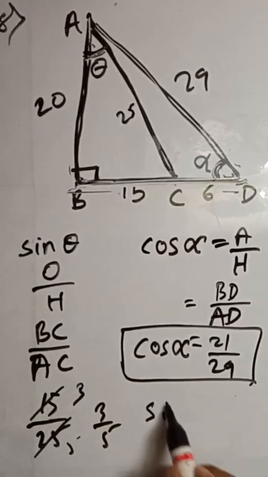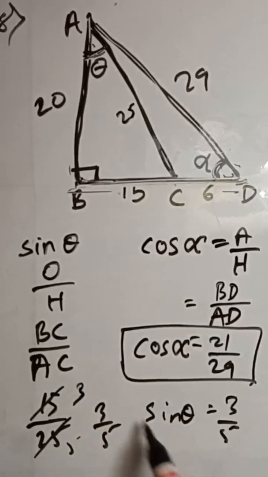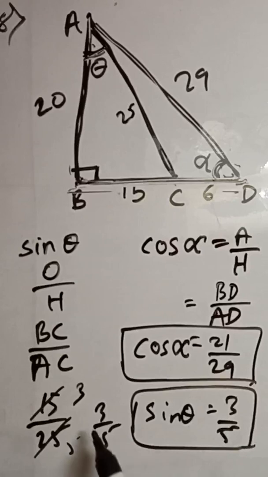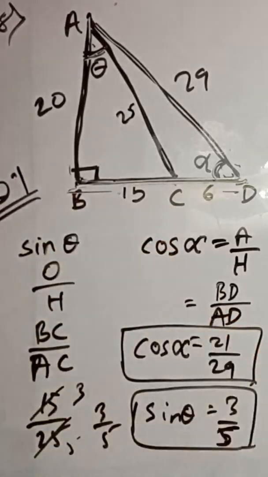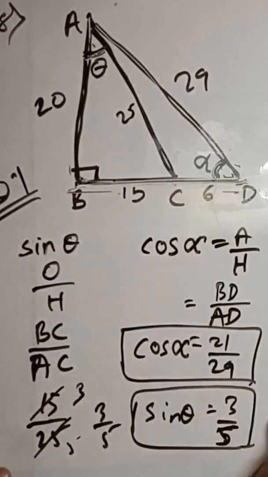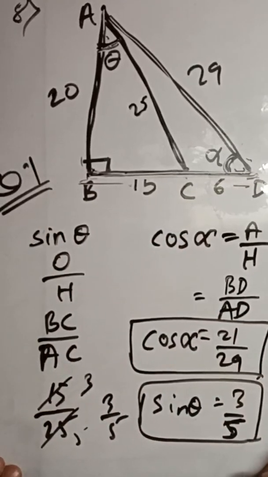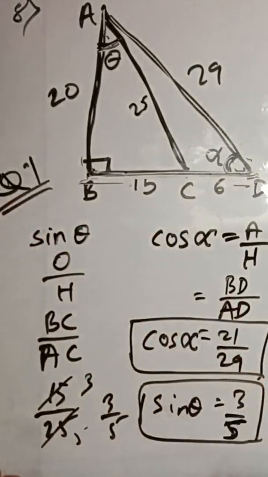So you got sin theta as 3 upon 5, and cos alpha is 21 upon 29. With this we have completed question number 1. Question number 1 is done. That's it for today. Thank you. You can pause the video, copy the sum, and draw the diagram neatly.